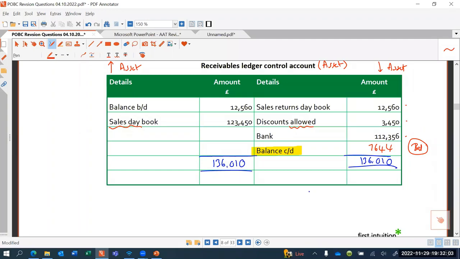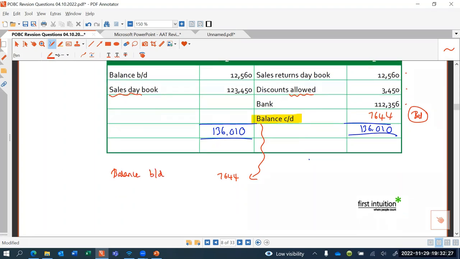If somebody says to you, what is the balance on the receivables control account? Well, it is 7,644. That is very true. But it's actually 7,644 debit balance. So if you were preparing a trial balance, what figure would you put on your trial balance? And the answer would be 7,644 debit.